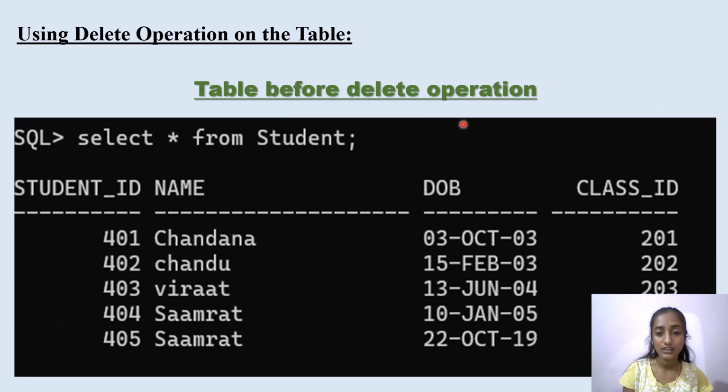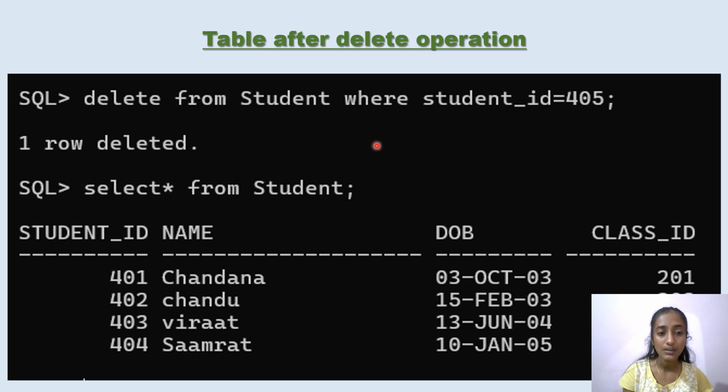Table before deletion and the delete operation. Here there are 4 columns and 5 records, where I have to remove this Samrat record. So I have used the delete operation with this command: delete from student, where student ID is 405. Student is the table name, where is a keyword, and student ID is the primary key of the student table, equal to 405. The 405 record must be deleted.